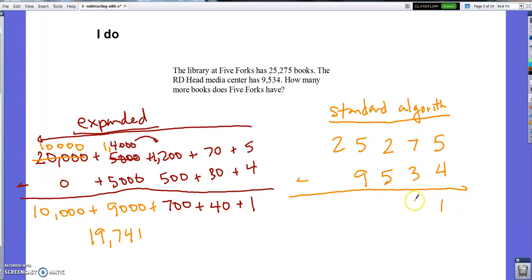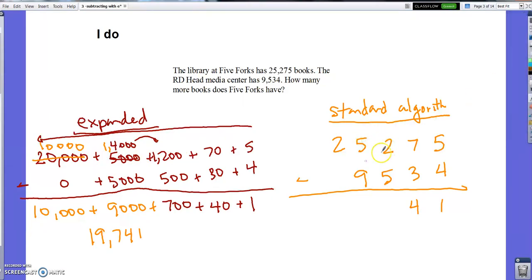7 tens minus 3 tens makes 4 tens. And then this is where I had to start regrouping, when I got here, right? So over here I took 1,000 and made it into 10 hundreds so that I could do that.